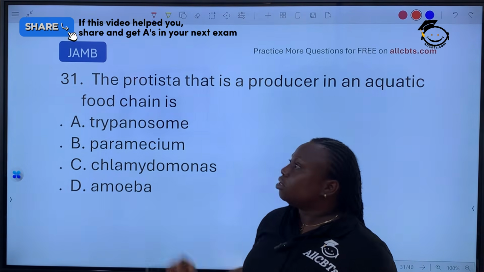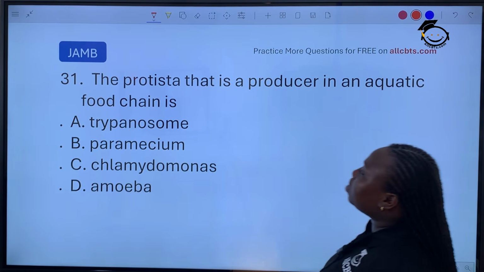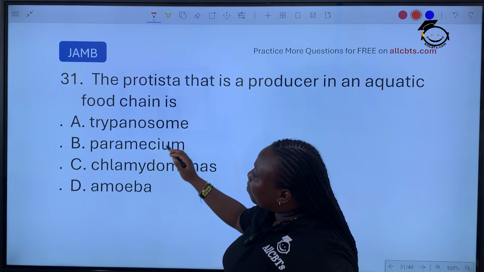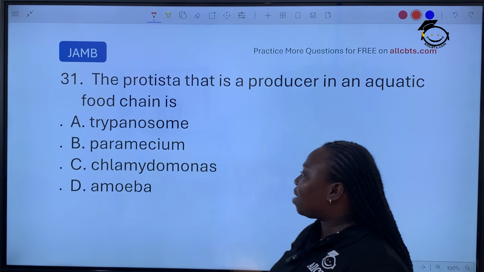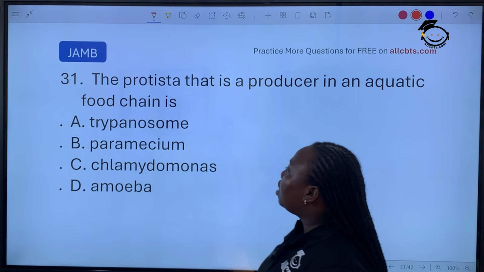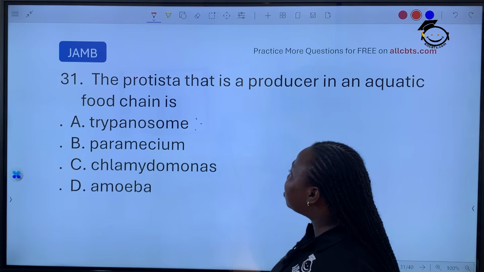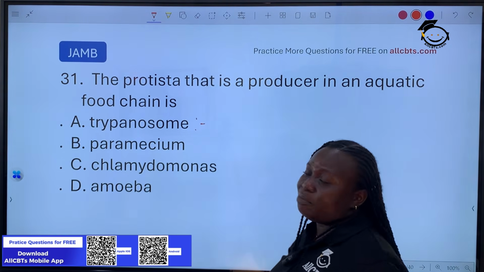Number 31. The protista that is a producer in an aquatic food chain is what? A, we have trypanosome, we have paramecium, we have chlamydomonas, and we have the amoeba. Now, this trypanosome is a disease-causing organism, and it is not a producer.